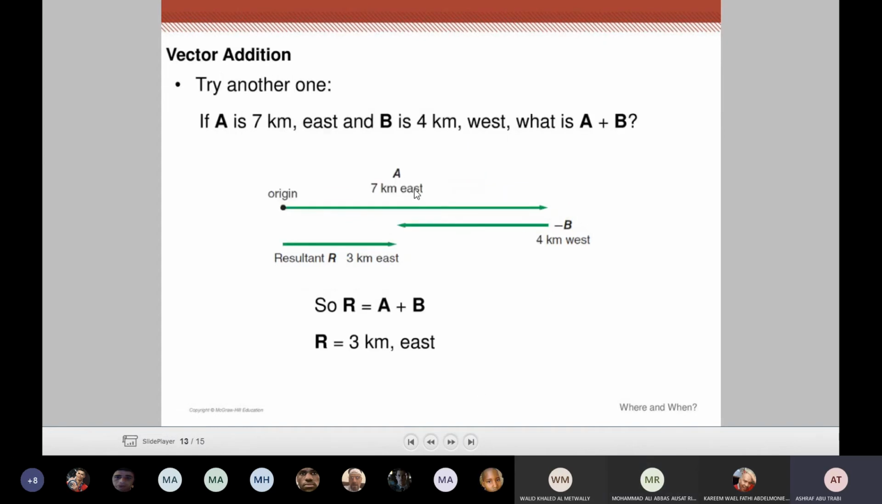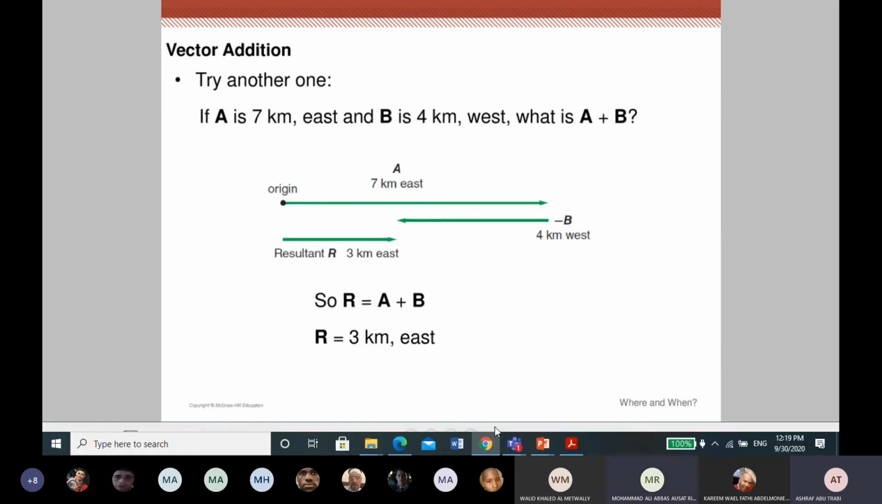Here, who's greater, east or west? Here we have 7, here we have 4. East. So east is greater, so the resultant will be 3 kilometers east. And that's it. You get it now? Yes, Mister.